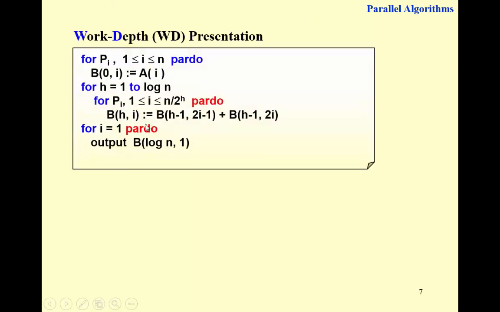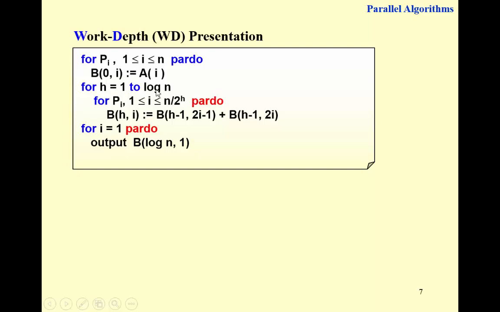This is the pseudocode for solving the same problem but from another point of view. Notice the difference here. We have several pardos. Okay, step 1 is the same. We assign each number to a location, and this is pardo, so it takes only 1 unit of time.